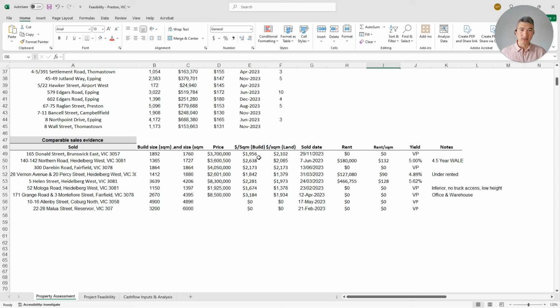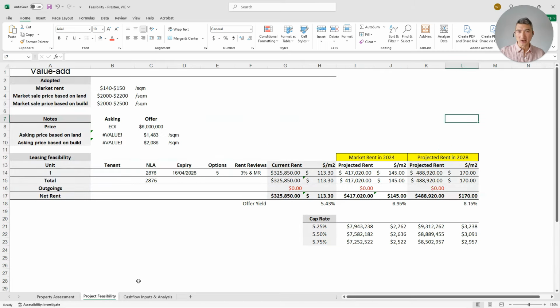Some things that we're looking at in particular were the price per square meter build, and what the yields are at as well. So after reviewing all this leasing and sales evidence, we're able to formulate a view on what this Preston warehouse should be worth. So we adopted $140 to $150 per square meter net. So that's what we felt the property should be getting.